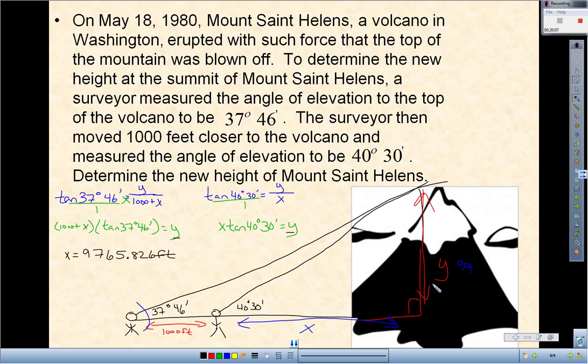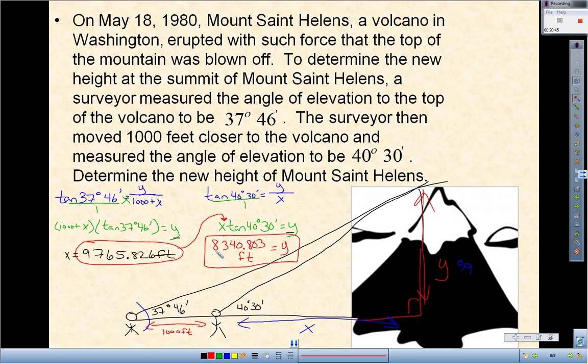What we want to find is the height of the mountain. So since we found the value for x, which is 9,700 odd feet, we can plug that into this equation and just do that value times tangent of 40 degrees and 30 minutes, and that's going to give us our height, or our value of y. So again, pause the video, type that into your calculator, but you'll know you got it right if you get 8,340.803 feet.